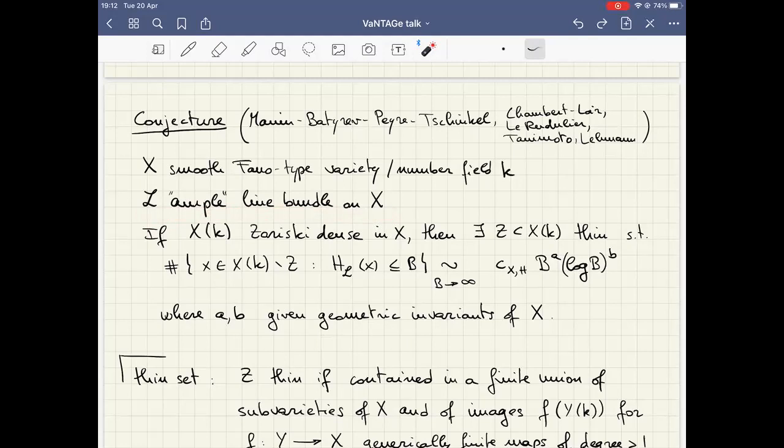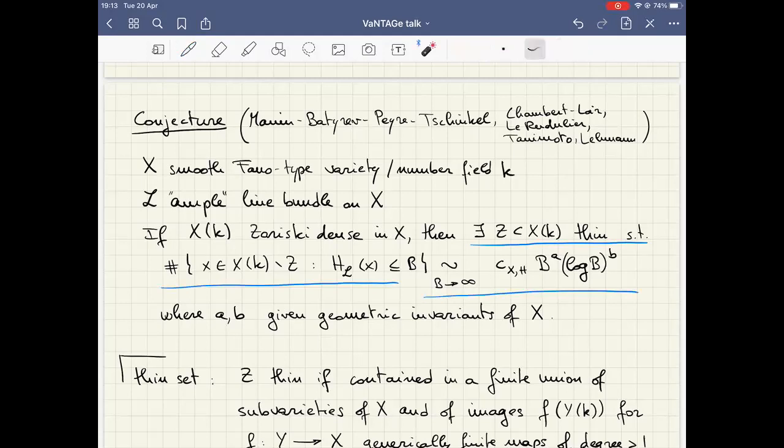Then the next thing that we want to make this conjecture make sense is asking that the set of rational points is Zariski dense in my variety. If it is not, then we don't expect anything like this asymptotic formula, which is in the conjecture, to hold. Then the conjecture says the following. There exists a thin set, which is a subset of the set of rational points, such that the following asymptotic formula holds when we count points of bounded height.